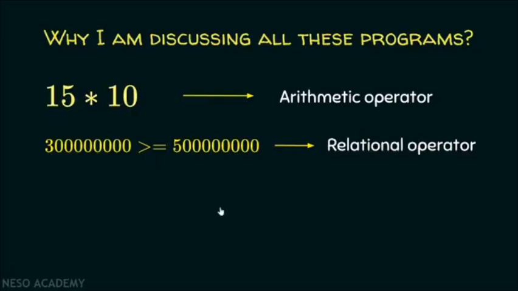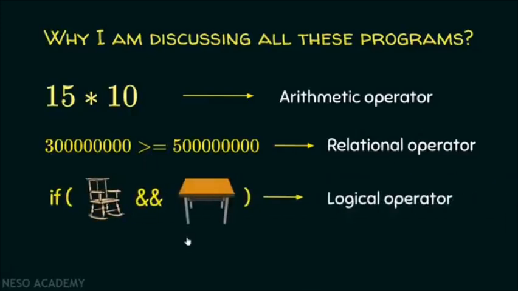In the third program, we check the condition that if we have both chair and table, then we are going to study. Otherwise, we simply go to sleep, right? With the help of the ampersand operator, we would be able to check if both conditions are satisfied, not just a single one. If both conditions are satisfied, then we will go to study. Otherwise, we simply go to sleep.